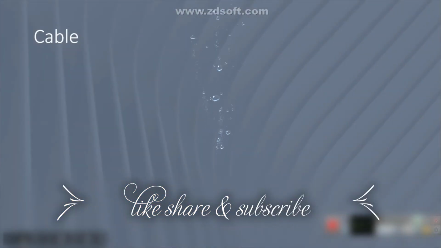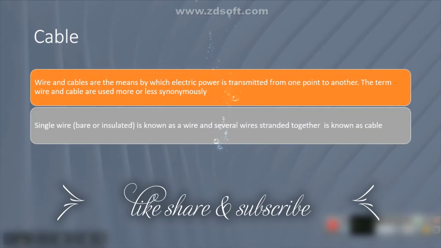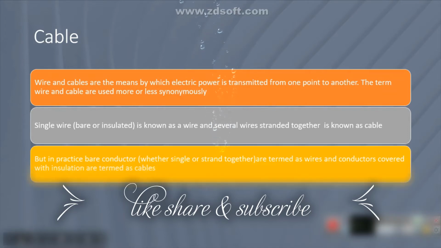The cable. Here the definition of the cable is given. Wires and cables are the means by which electric power is transmitted from one point to another, where wires and cables are synonymous, or they may be the same. But the difference is that a single wire, bare or insulated, is known as a wire, whereas when a number of wires are used it can be termed as a cable. But in practice, bare or uninsulated wires are generally known as wires, and conductors covered with insulation are termed as cables.